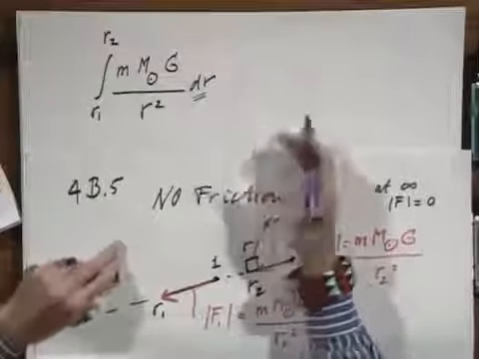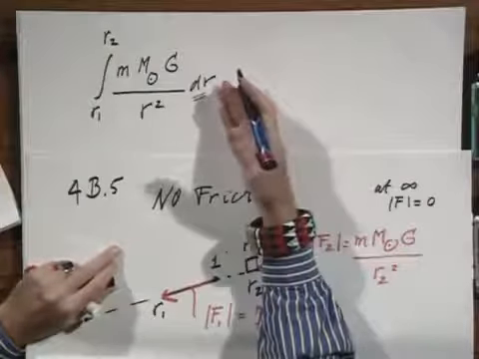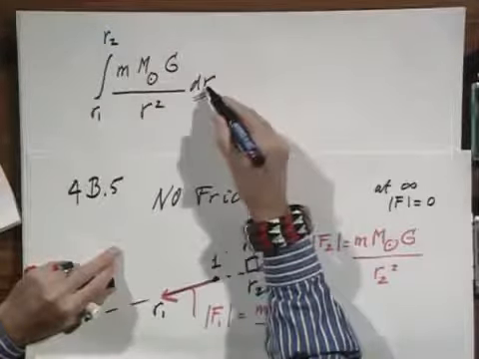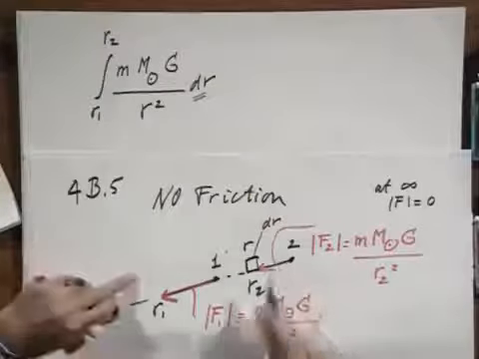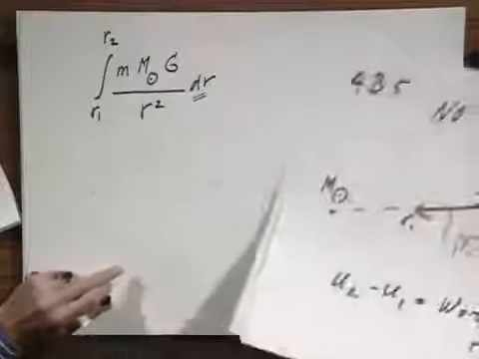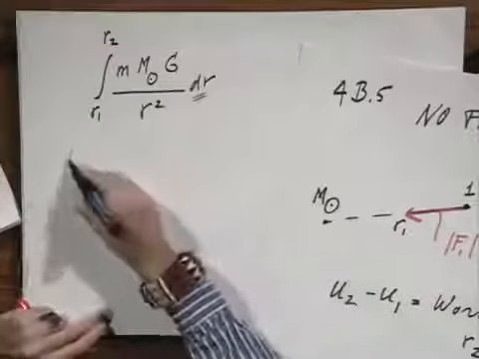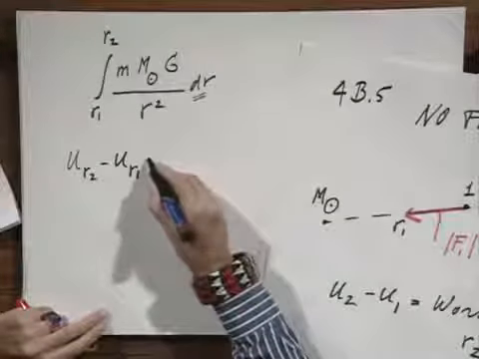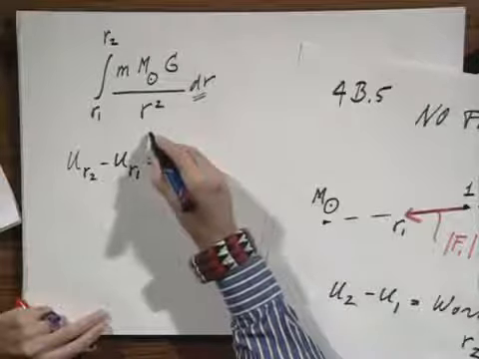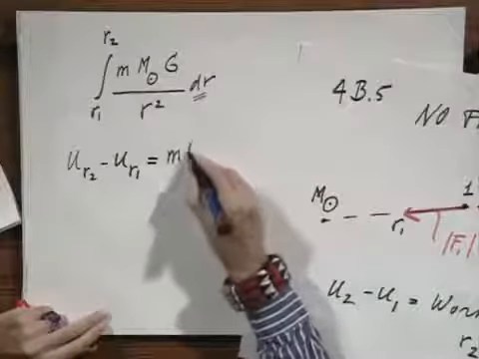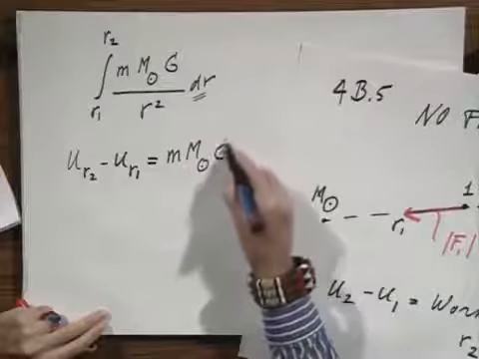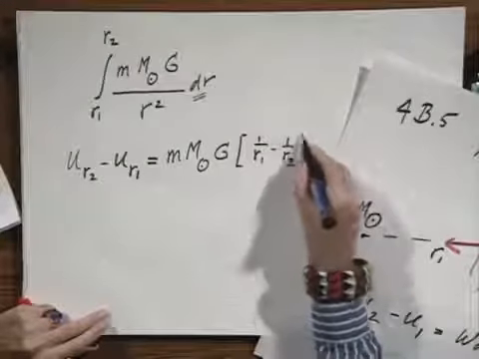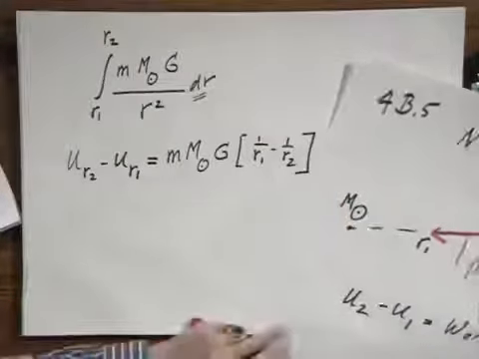Clearly I'm dealing here with a dot product between my force, Walter Lewin, and dr, but since the angle is zero between the two, the cosine of the angle equals one, so I can ignore that for now. And so I get that U at r2 minus U at r1, which is the work that I have to do to bring the object from 1 to 2, becomes M Sun times G times (1 over r1 minus 1 over r2). And I have assumed that there is no friction here.